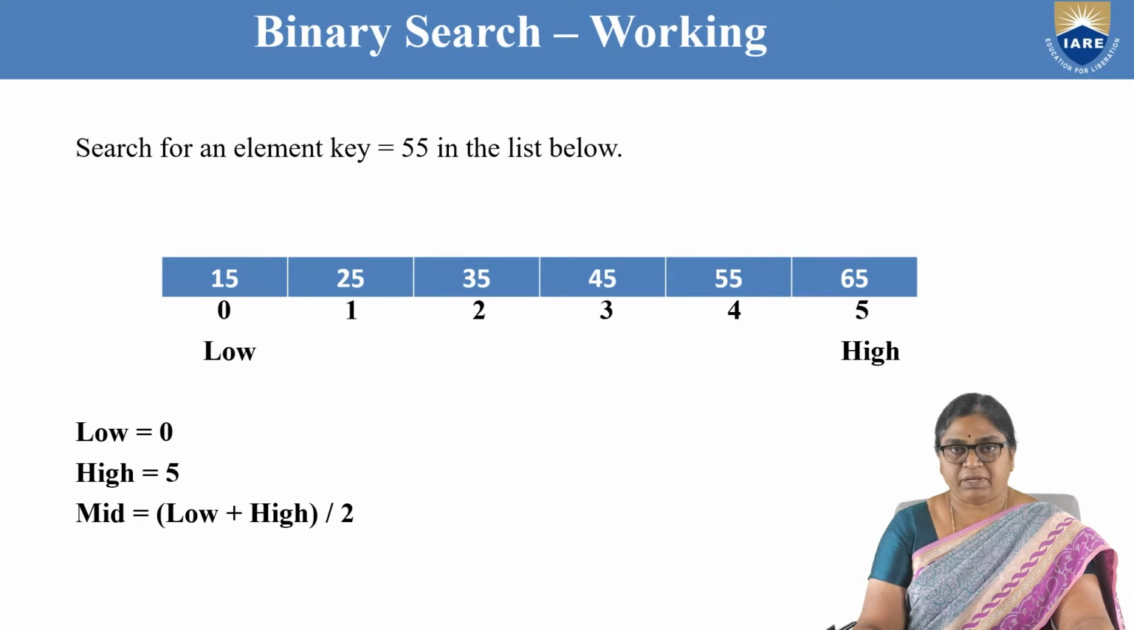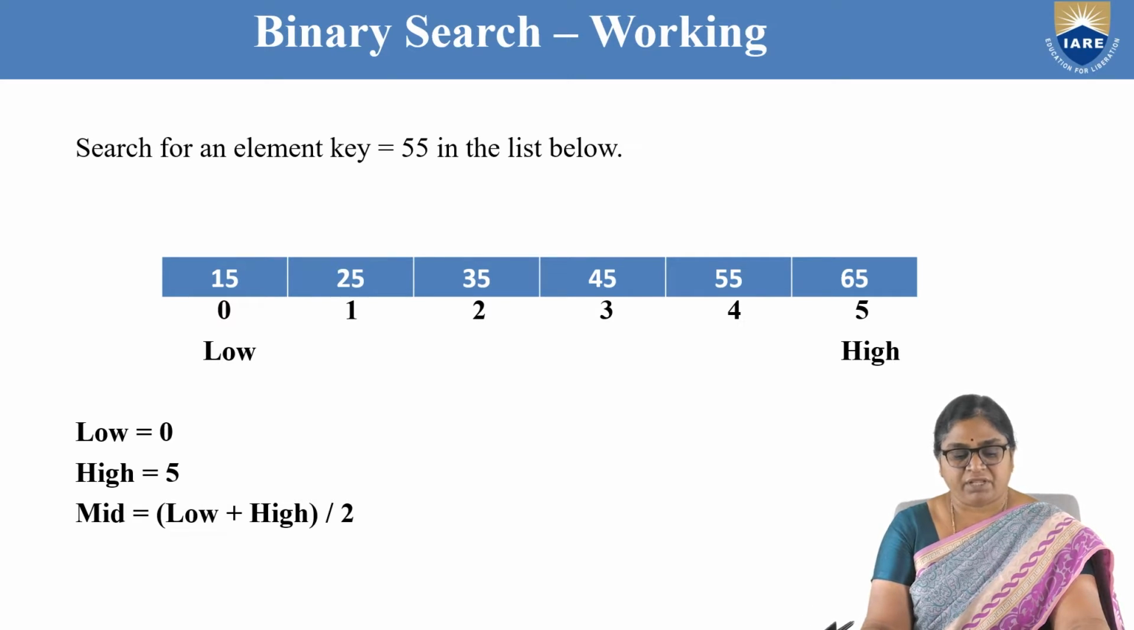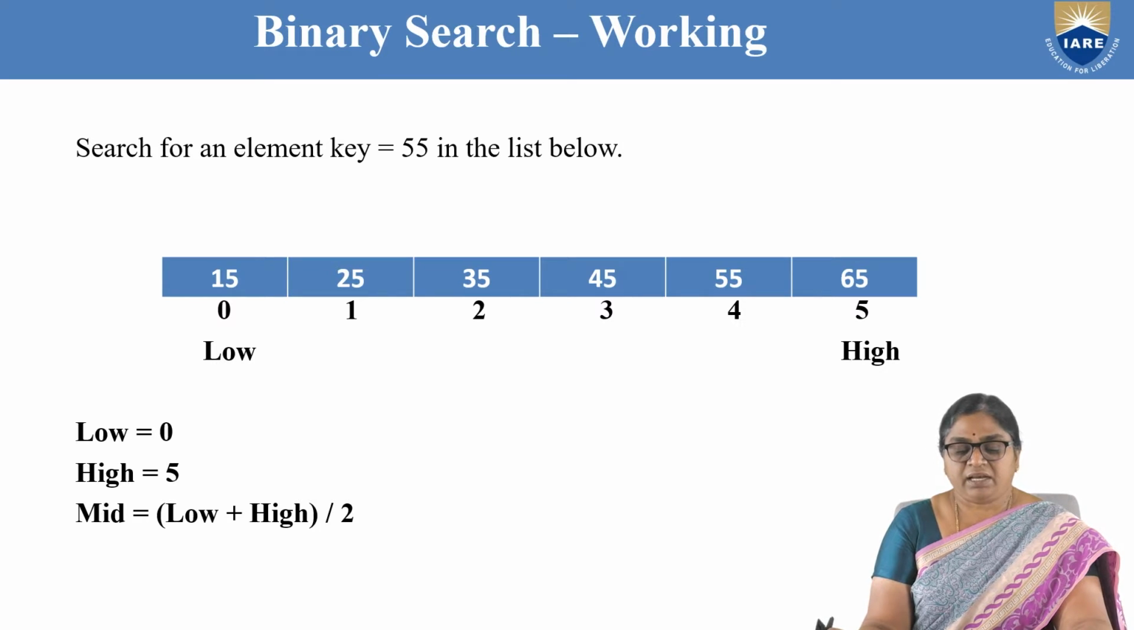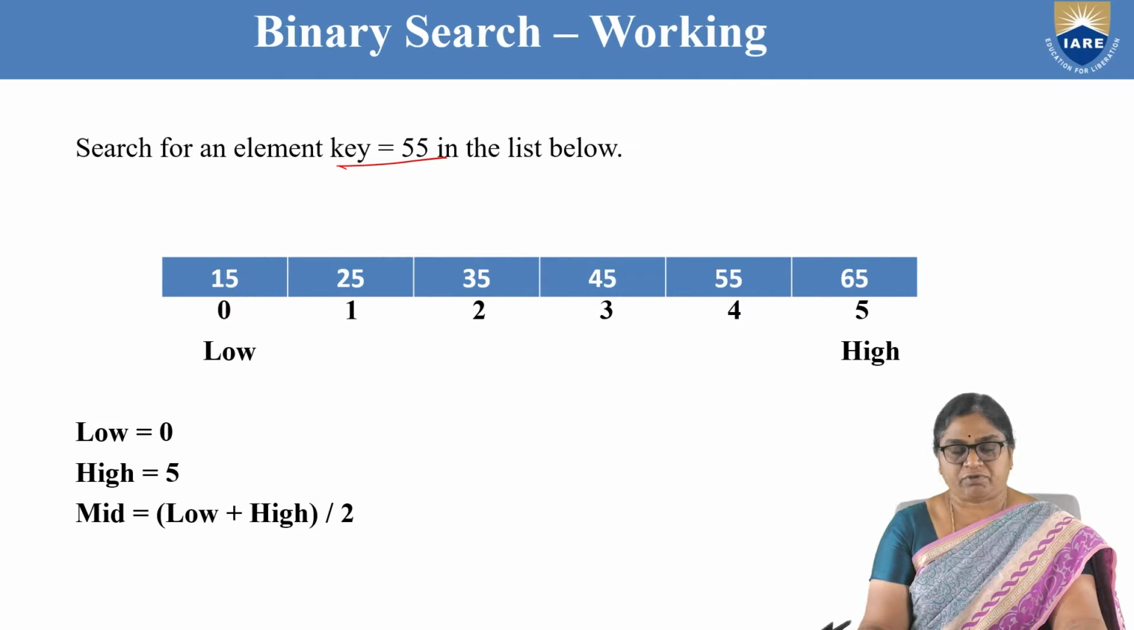The working principle example. Now let us take a list of elements. Here we are having a list of 6 elements: 15, 25, 35, 45, 55 and 65. And the key element is 55, that which we want to search here. So to search this particular element, we have to traverse the list. In linear search, we'll try to compare the key element with the first element. If it is not a match, then we will go with the second element, and then third and fourth, like that.